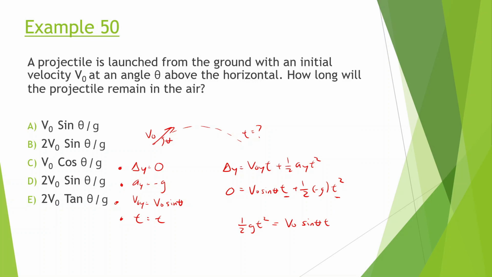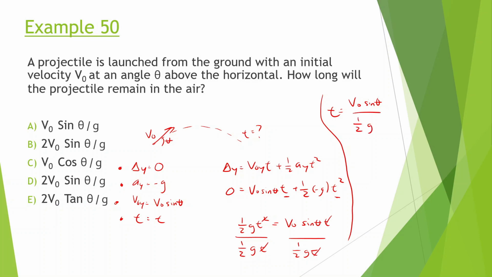And what I can do, I'm trying to isolate for this t, so I'm going to divide both sides by 1/2 g t, and this way I isolate for this t variable because I get rid of one of these t's. So t is equal to v initial sine theta, and this t cancels out, so we don't have to use that, over 1/2 g. Or another way we can see this, 2 v initial sine theta over g. Okay? Hope that makes sense.